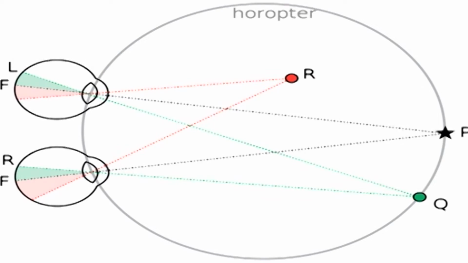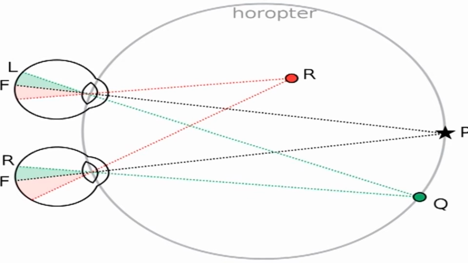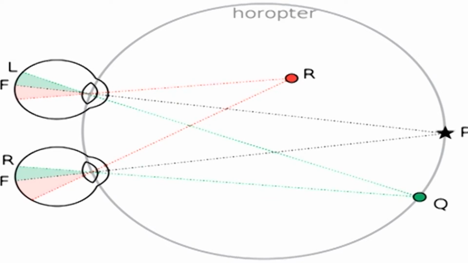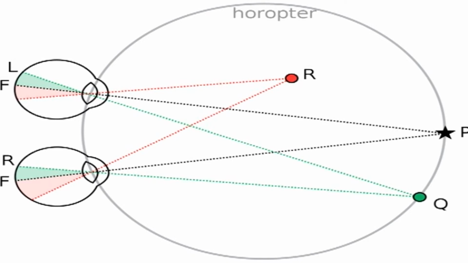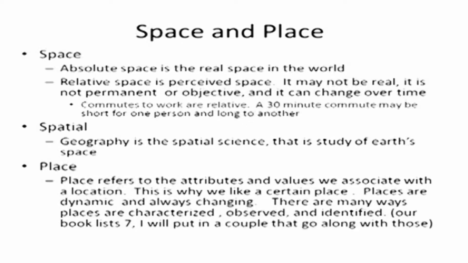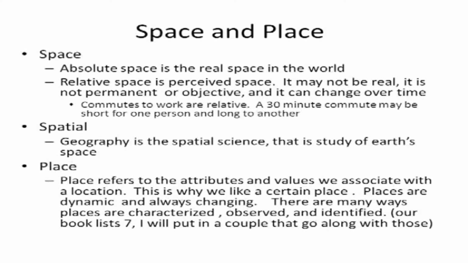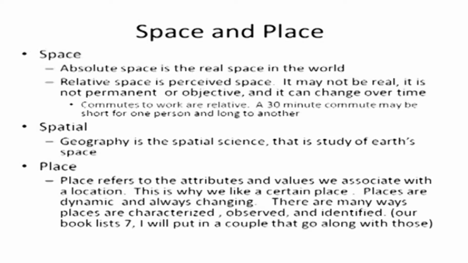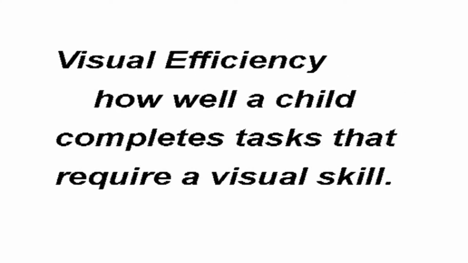Binocular vision. Binocular vision is a person's ability to perceive three-dimensional depth by fusing the images of the eye. Depth perception. Depth perception is the ability to distinguish an object's solidity and its position in space related to other objects not in the same plane. Visual efficiency. Visual efficiency refers to how well a child completes tasks that require a visual skill.